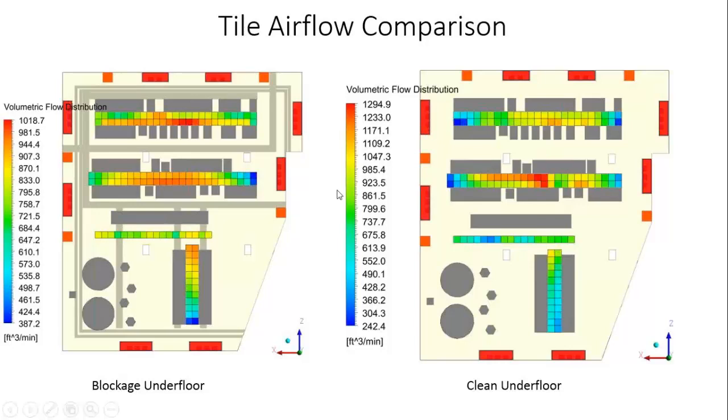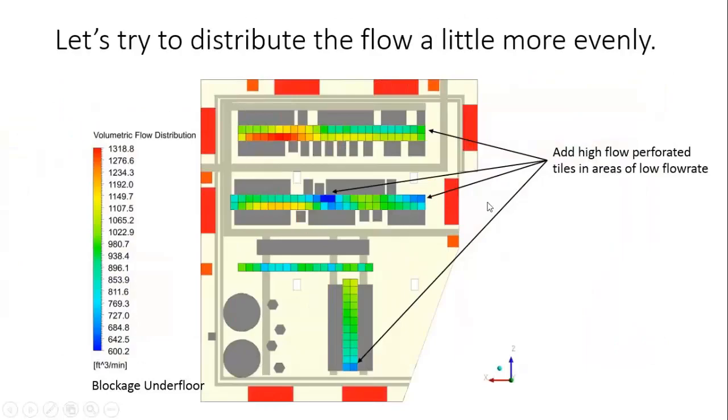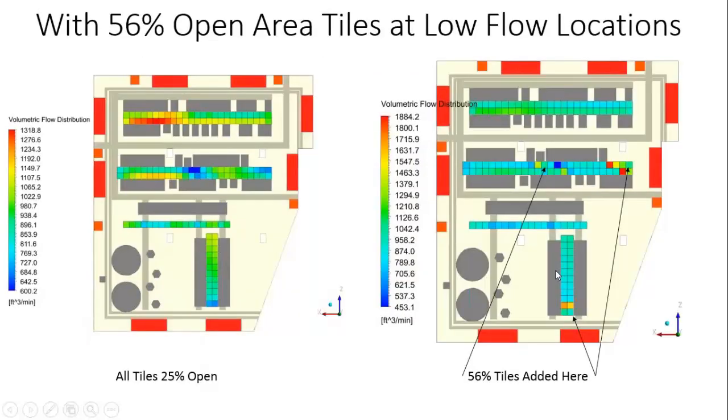Now, one of the things you can do, of course, as you well know, Lorna, is put in tiles. So what we did next is said, okay, what if we added some high-flow perforated tiles in certain areas? We're having some trouble here. It's low here. It's not great there. Put some in, and we did. And it changed the behavior quite a bit. It's kind of interesting that it does change. A single 56% tile would not only change the place that you're at, but it'll change the dynamics of the rest of the room as well.